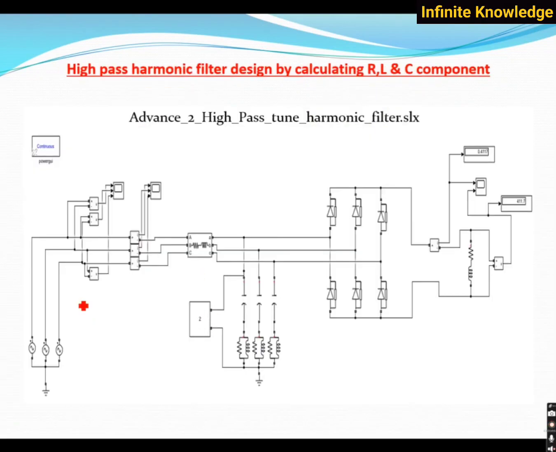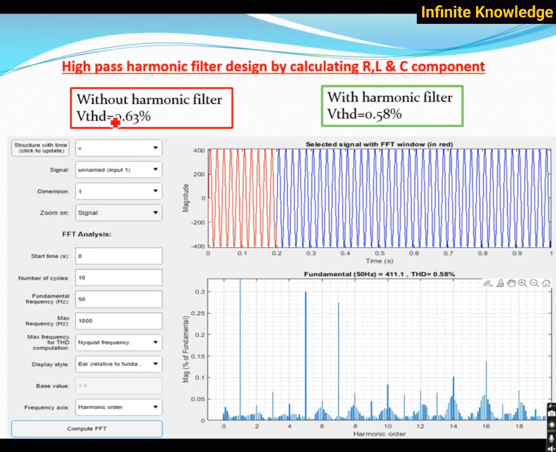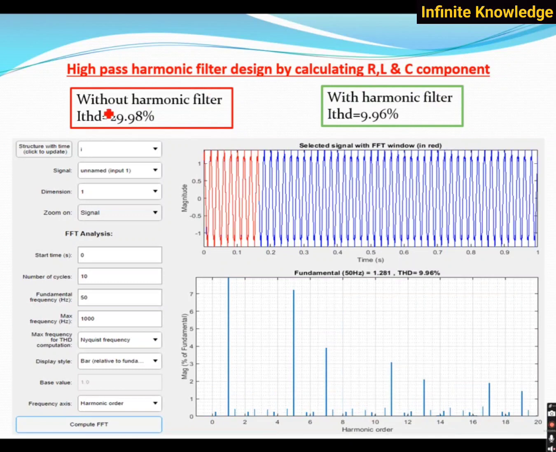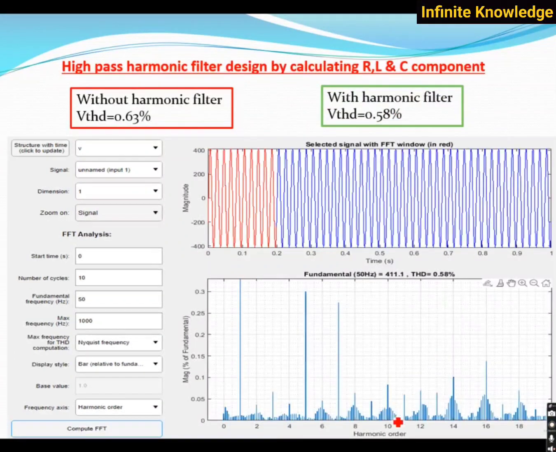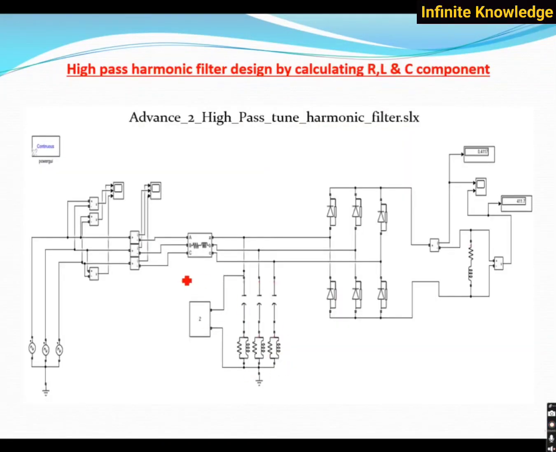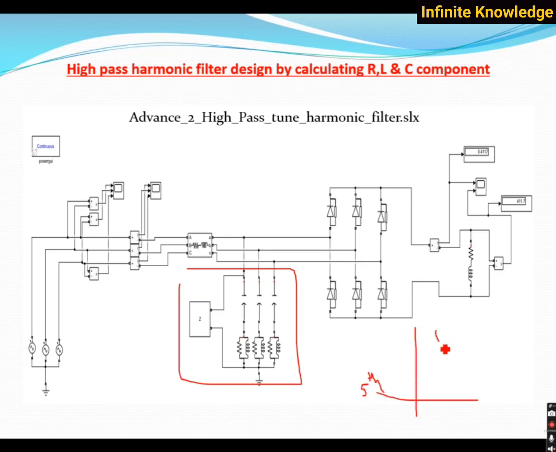But when you are actually designing the system, it's an advanced high pass tune filter. When you are actually designing the system, you can see here voltage harmonics reduced from 0.63% to 0.58%, and current harmonics reduced to 9.96%. We cannot eliminate the harmonics. What I have done in the high pass filter is tune it particularly for the fifth harmonic, and all harmonics above the fifth are slightly reduced.